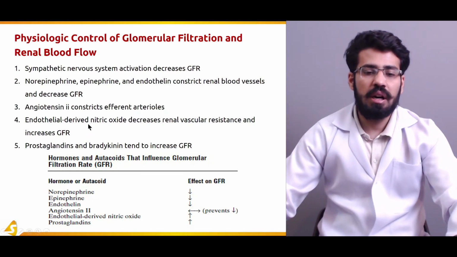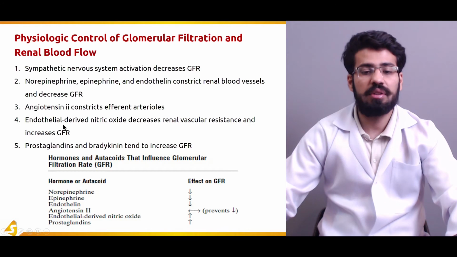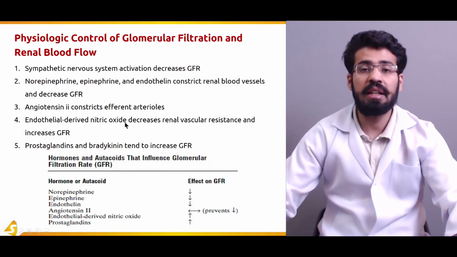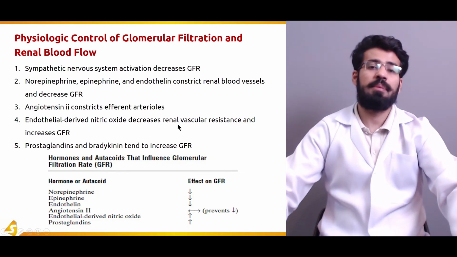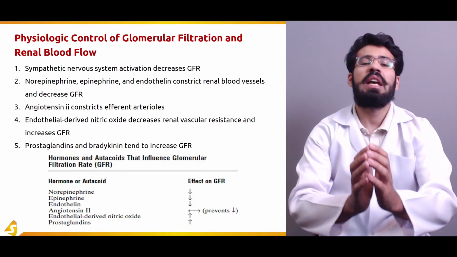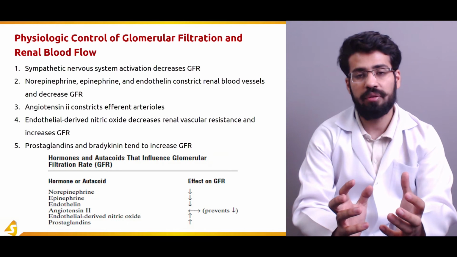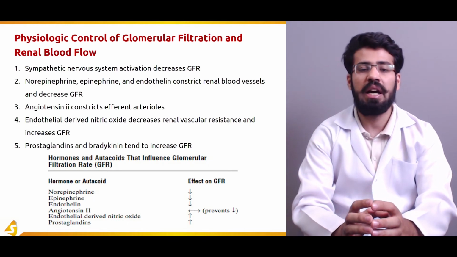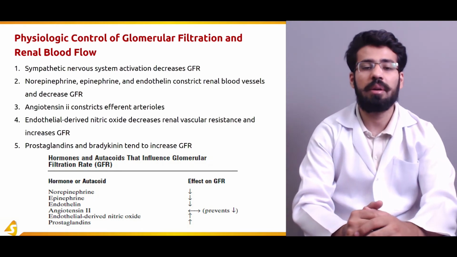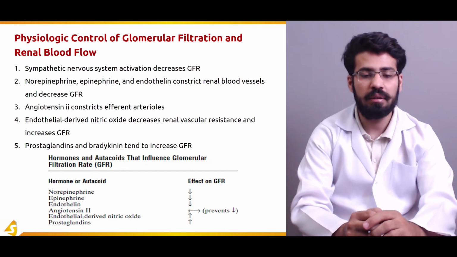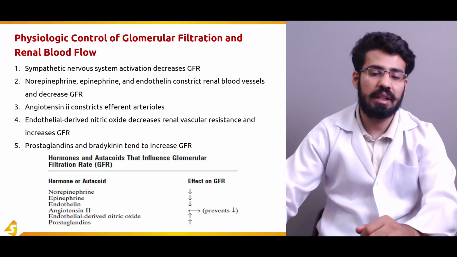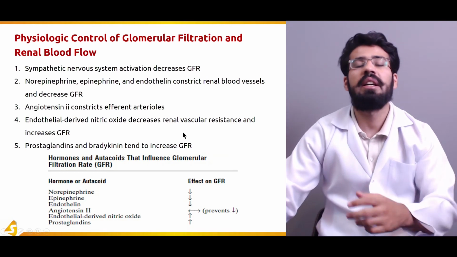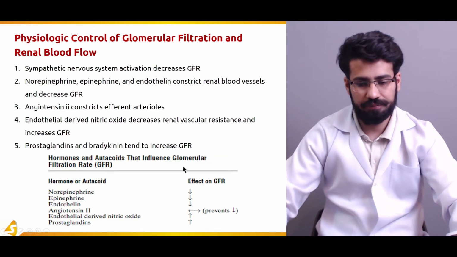There is also endothelial-derived nitric oxide. Now this nitric oxide functions as a vasodilator. By vasodilator, it will increase the diameter of the blood vessels, in contrast to the function of norepinephrine, epinephrine, and endothelin. Of course, it also includes the prostaglandins and the bradykinins that tend to increase the GFR.